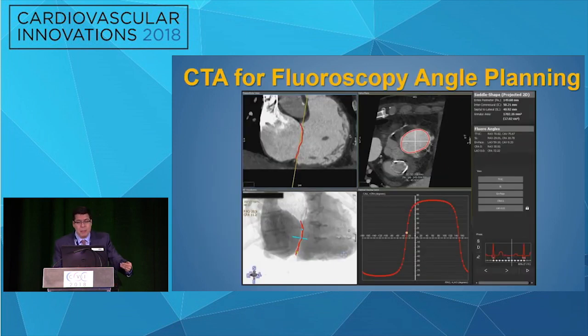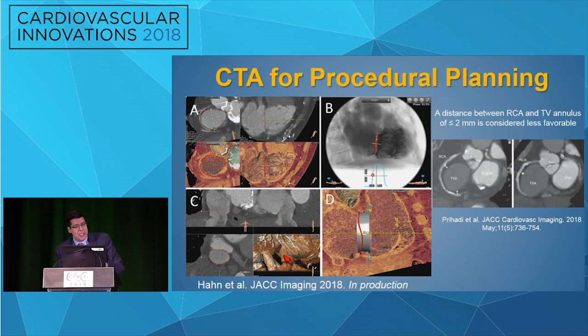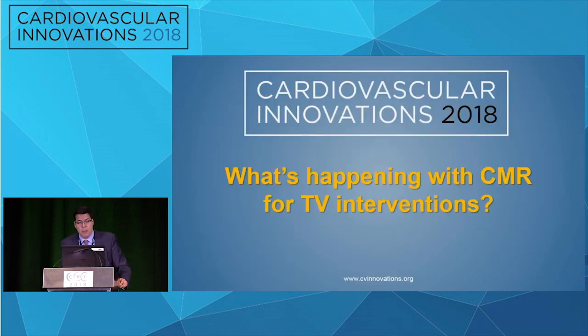With the CT, once we segment that annulus, we can also get the angulus of implant, and with that we can do prosthesis simulation, measure the caval to right atrial junction, as well as measure the course of the RCA and the distance to the tricuspid annulus, because we don't want it to obviously cause RCA injury. A distance less than 2 millimeters or so would be considered less favorable.